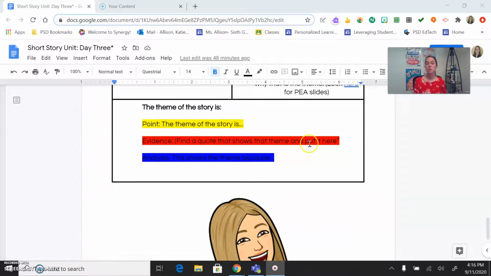Here it's asking you to find a quote, okay? And then here, this shows the theme because. Please do your absolute best on that. Just give it your best shot, and we will go from there, okay?